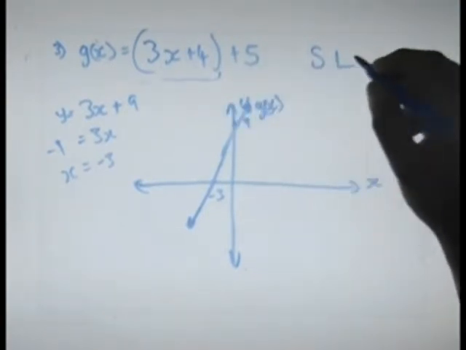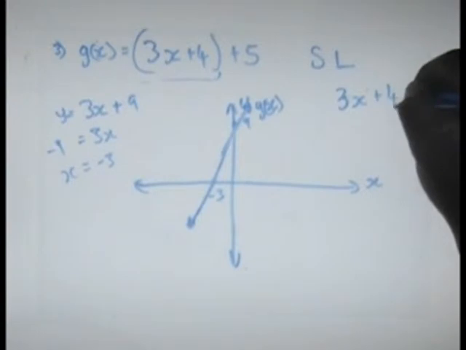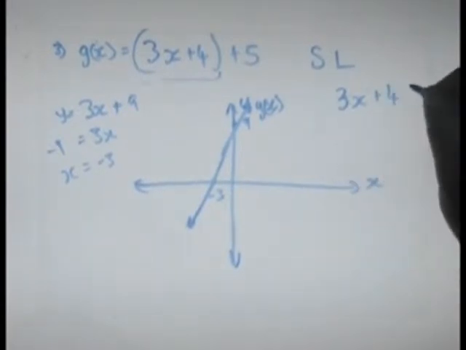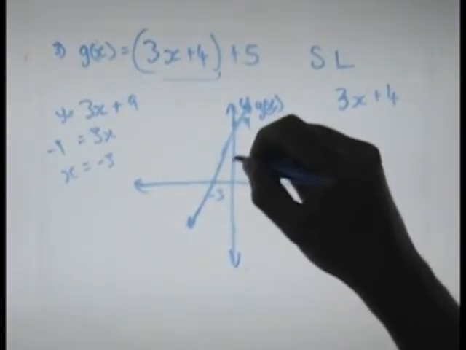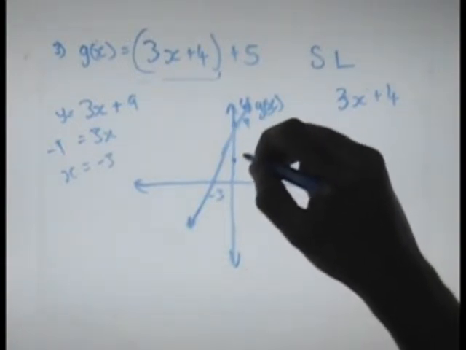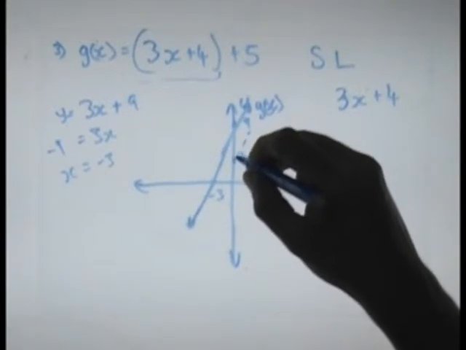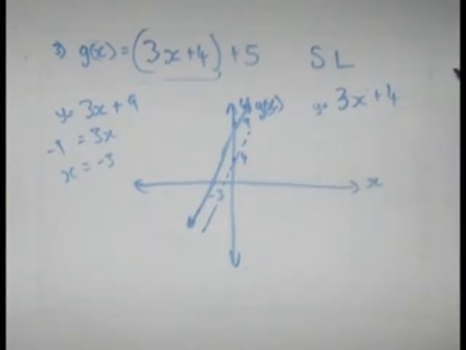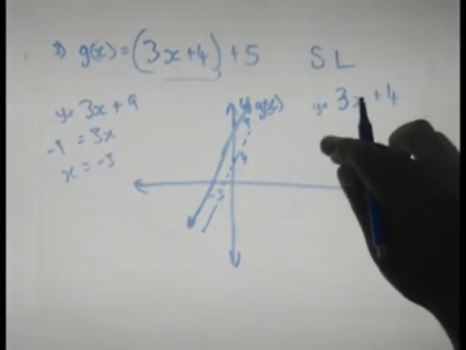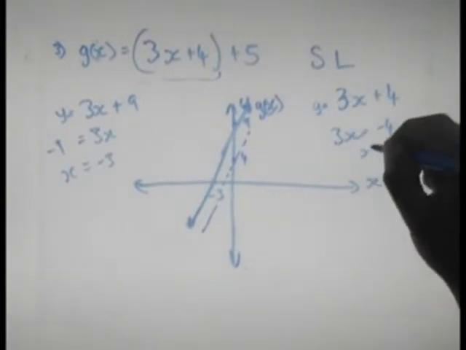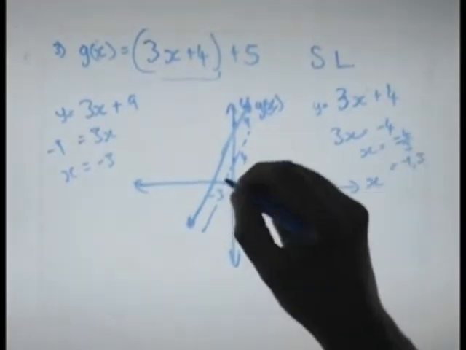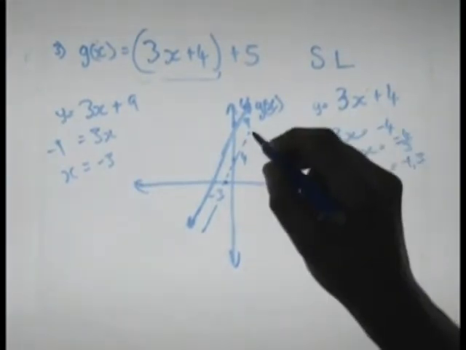Now our original graph read 3x plus 4, which means that we have shifted it 5 units upward. So our original graph in theory should have cut the y-axis at positive 4, 5 units lower. Let's see if that holds true. If y is equal to 3x plus 4, when x is equal to 0, y is equal to 4. Yes, that's true. When y is equal to 0, it means that 3x is equal to negative 4, x is equal to negative 4 over 3, or negative 1.3, which is over there. So yes, that does hold true.